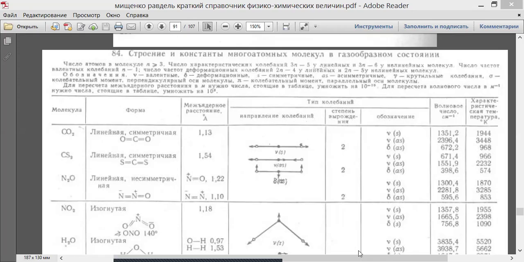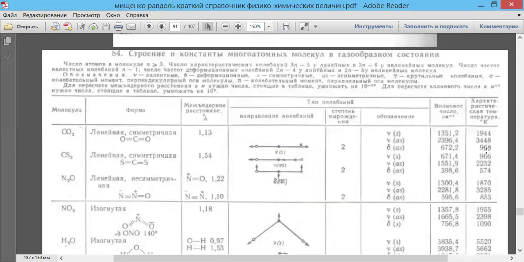It also gives us the characteristic temperatures for each type of the vibrations, given in kelvins: 1944, 3448, and 968. As you can see, there are 3 degrees of freedom in terms of vibration. But not to make a mistake in our calculations, we also should pay very close attention to the degeneracy of each type of the vibrations.